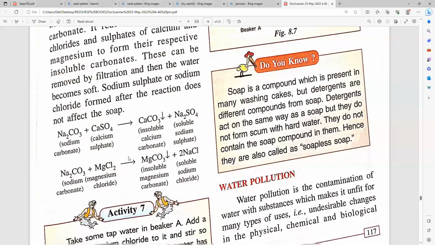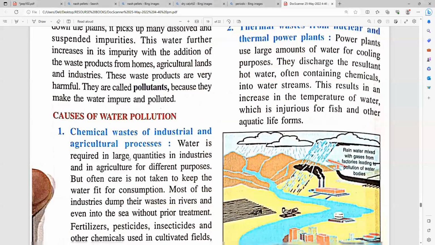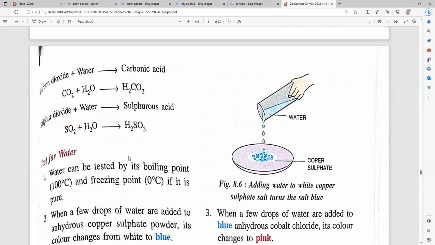So actually sodium hydroxide pellets are deliquescent salts. What is the page number, Mr. Omar? That one.